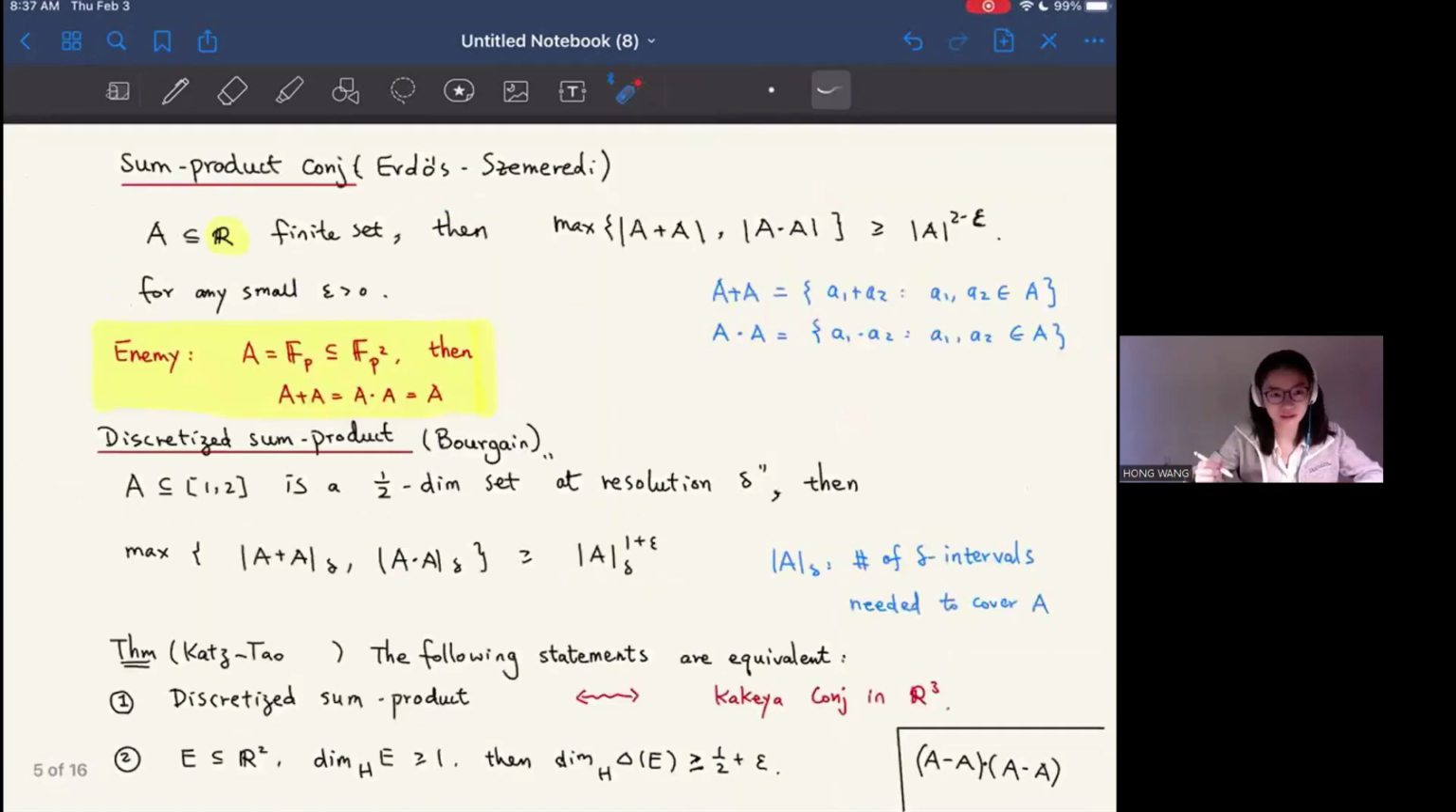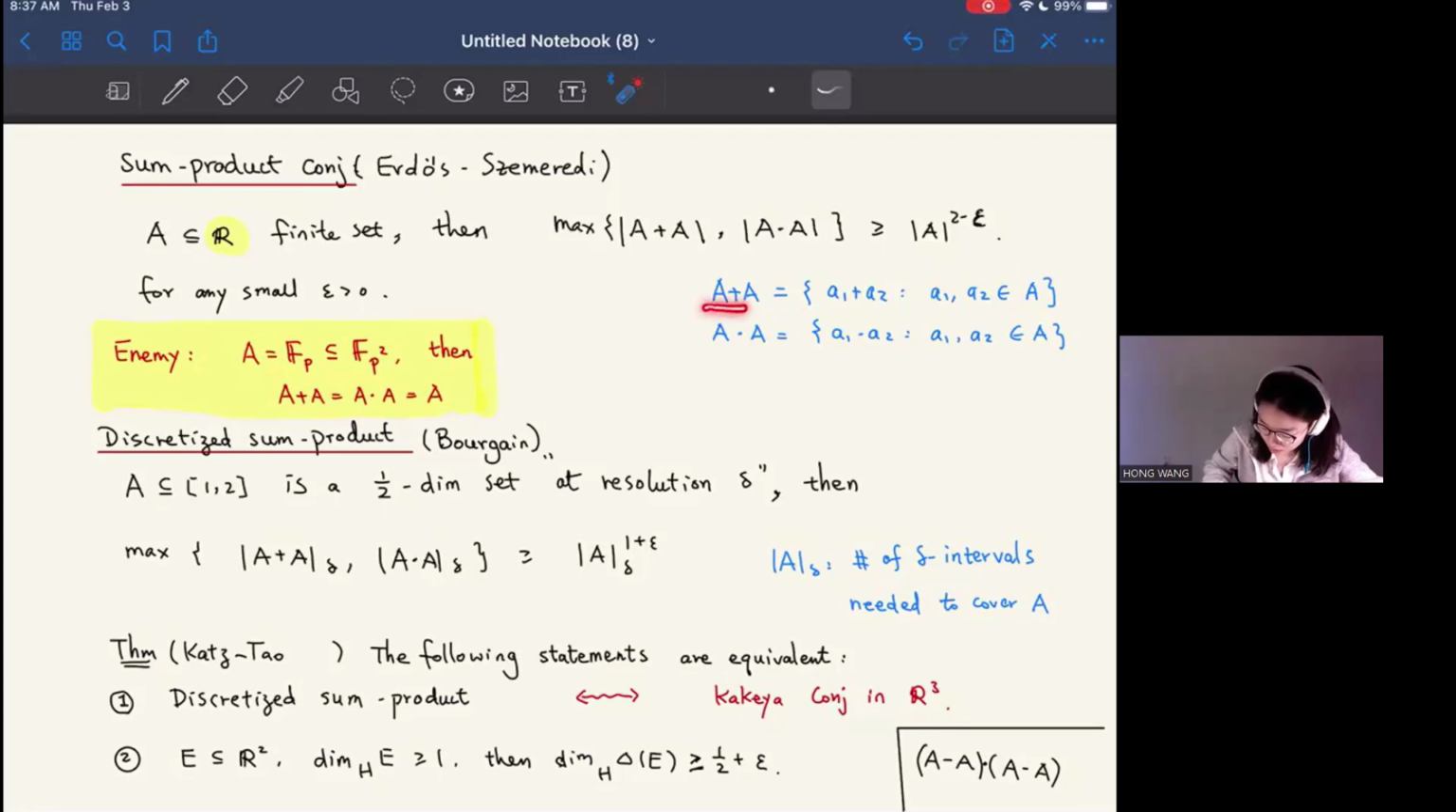Okay, we mentioned that conjecture 2 is related to other areas of mathematics. Here is a brief summary of how it's related. First of all, it's related to the sum-product conjecture raised by Erdős and Szemerédi. The sum-product conjecture says that if A is a finite set of R, then the maximum of the size of the sumset and the product set is greater than the number of points in A to the 2 minus epsilon, for arbitrarily small positive epsilon.